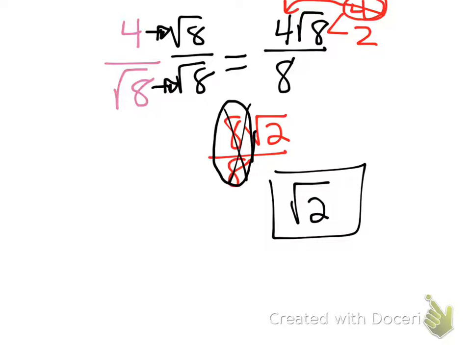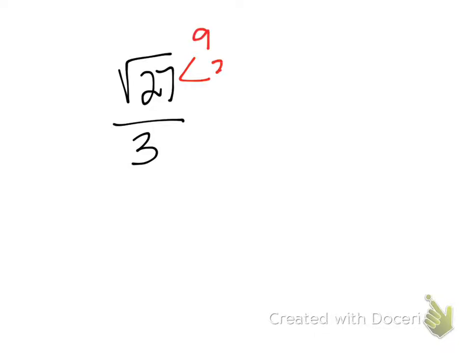The next one. So square root of 27 over 3. So notice here that we do not have a square root in the denominator. So we actually do not need to rationalize this because there's nothing wrong with the denominator. But we do need to simplify this 27. So the biggest perfect square in 27 is 9. So I'm going to have 9 times 3. I'm going to bring a 3 out from the 9. So I have 3.